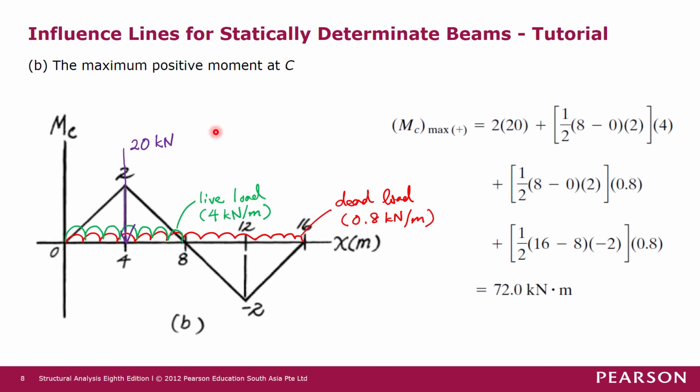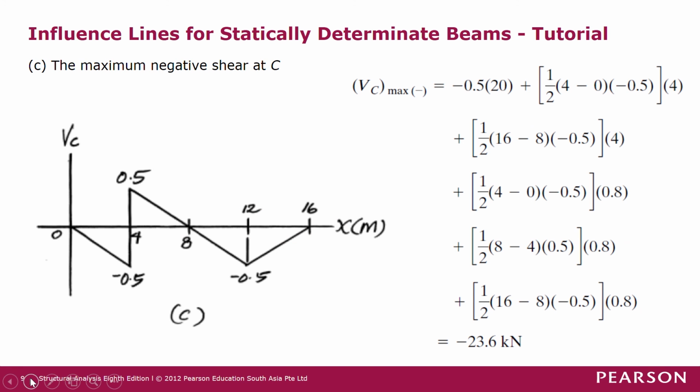with this loading. Alright, so now we want to look at what is the maximum negative shear at point C due to these loads. So this is the influence line for shear at section C that we have drawn just now. Now I want to see how I'm going to place the loads. First of all we look at the dead load. So dead load, as I mentioned just now, has to be placed along the whole beam, because it's not a moving load.